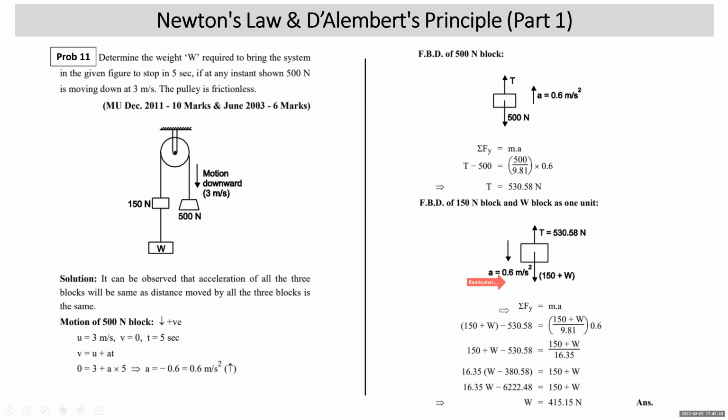Right? Now we write Newton's law, sigma Fy is ma. Forces in the direction of acceleration are taken as positive. 150 plus W will be taken as positive. Minus 530.58 is equal to ma. M is what? W upon g. 150 plus W upon g, 9.81, into 0.6. Then cross multiply, solve it. You will find that the value of W is 415.1.